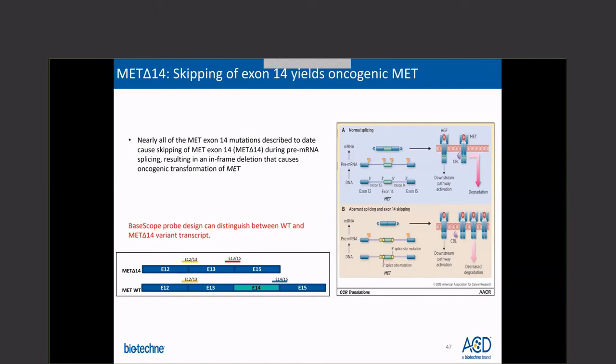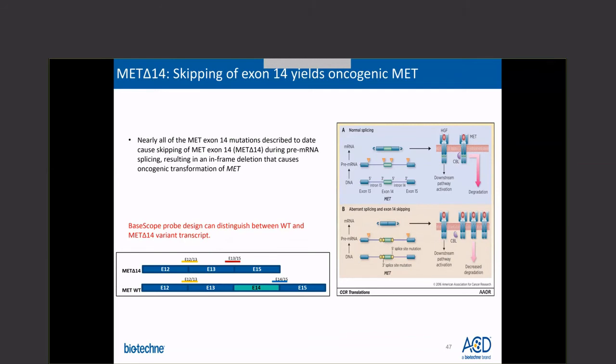In a normal splicing event, introns from the pre-mRNA get spliced out to generate a coding mRNA transcript. In the case of the aberrant splicing event, exon 14 gets spliced out along with the introns, leading to a coding mRNA transcript without exon 14. This leads to a functional change in the MET protein, leading to increased cancer cell growth and survival.